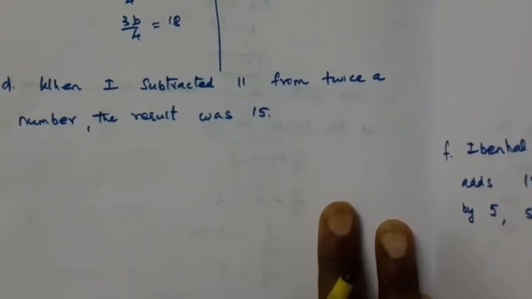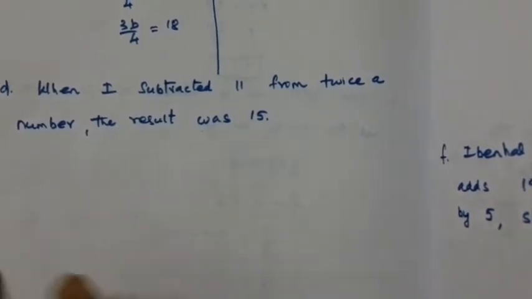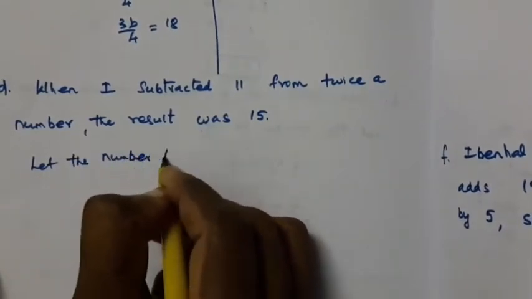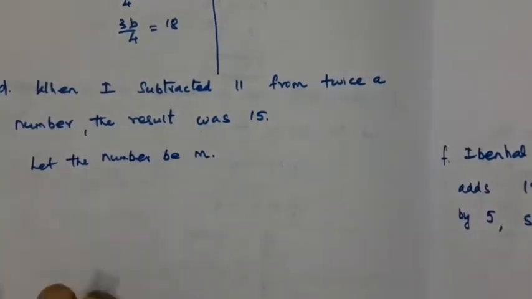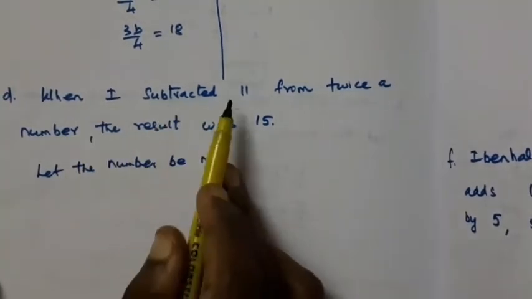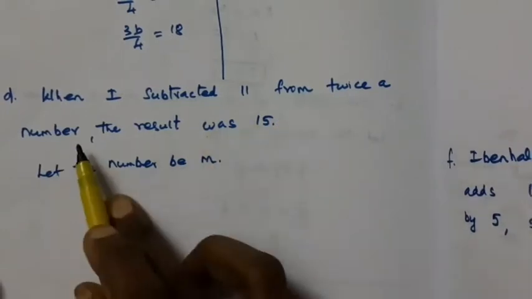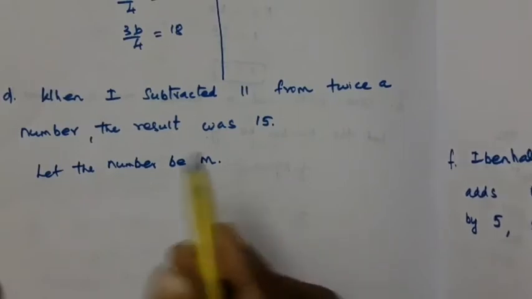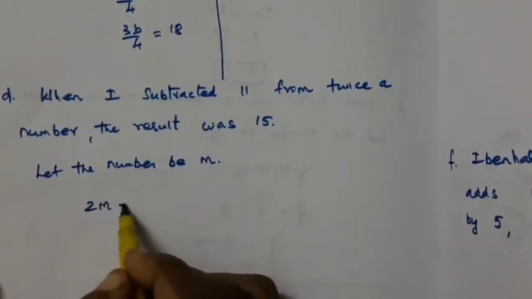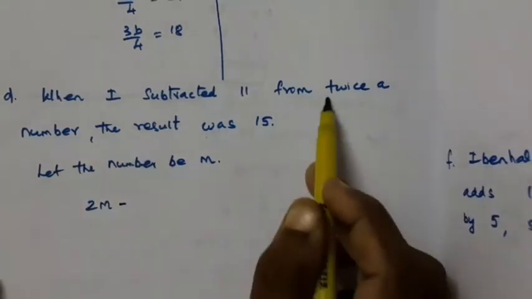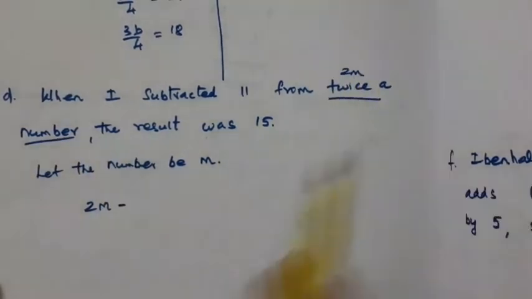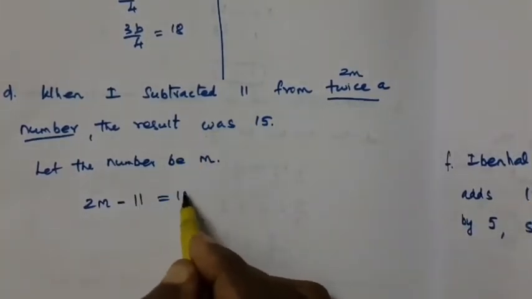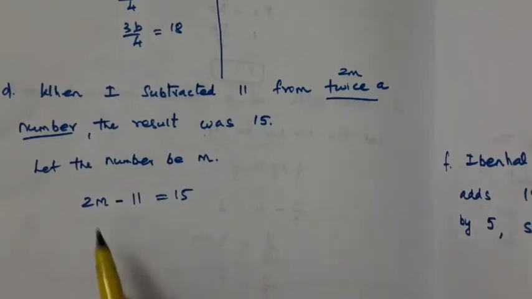Subtracted 11 from twice a number, the result was 15. Let the number be m. When I subtract 11 from twice a number, if you take a number m, twice m is 2m. So from 2m you are subtracting 11. The result was 15. Now we have to find what this m is.